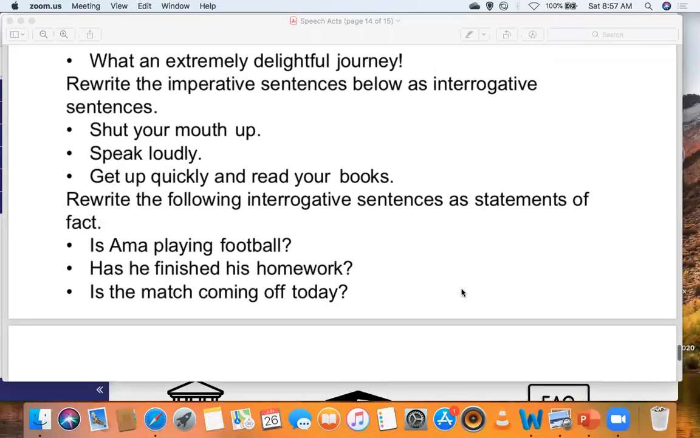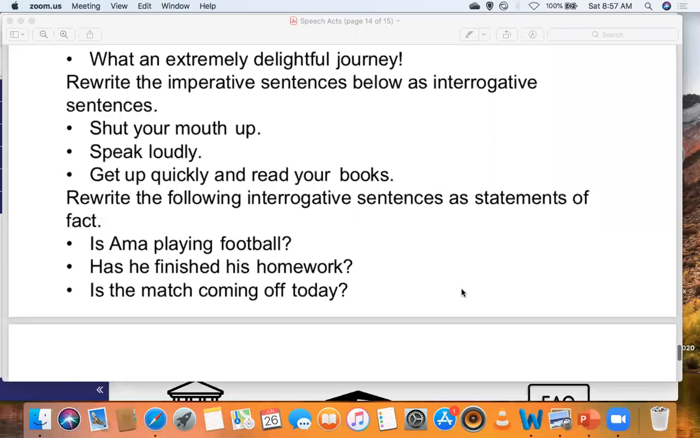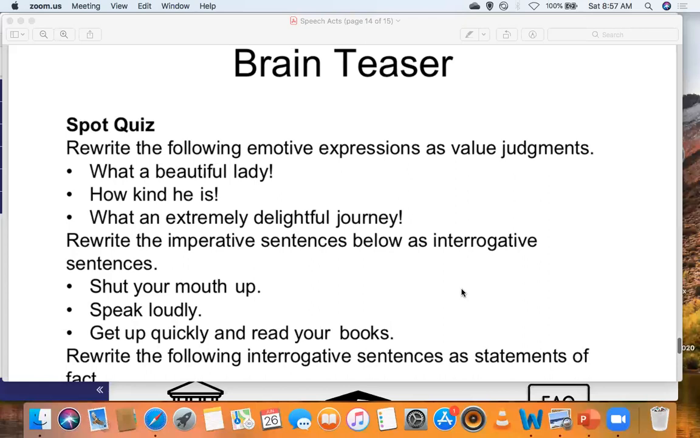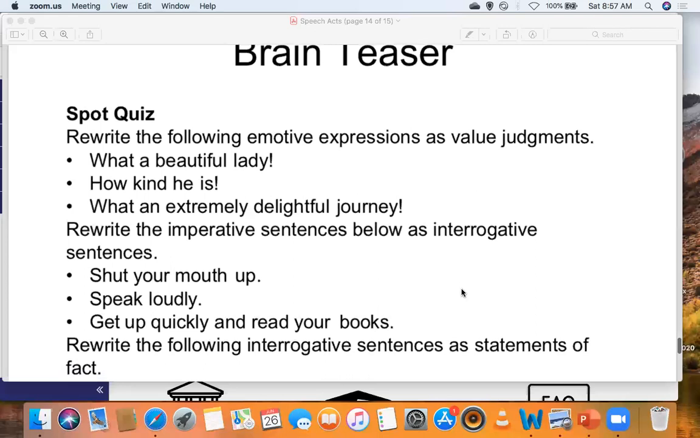Please, I have a question. Go ahead. Sir, please, with this one, the question teaser you posted on your screen. You asked that we should change it from interrogative to factual statement. The first example that you said we should convert, the first one, you said we should rewrite the imperative sentence to an interrogative sentence.